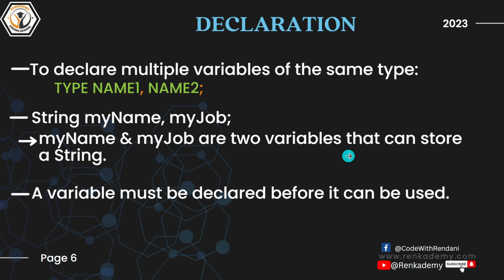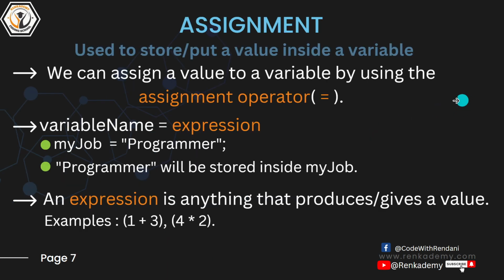Now let's see how we can put some data in a variable. So we will talk about assignment. It is used to store or to put a value inside a variable, alright? So we can assign a value to a variable by using the assignment operator, which is the equal sign. We do it like this. We put the variable name, and then we put the equal sign, and then we put the expression, alright?